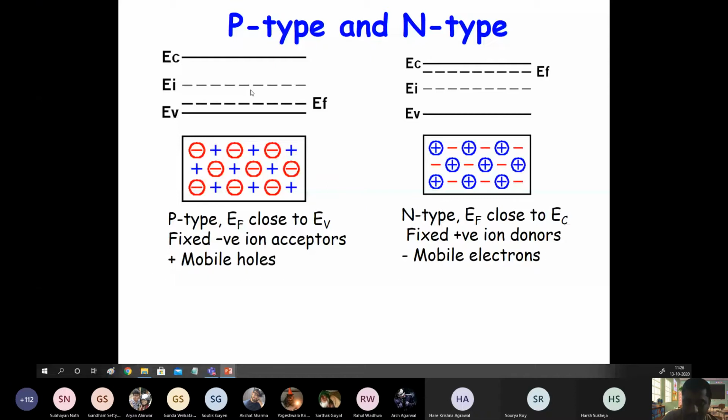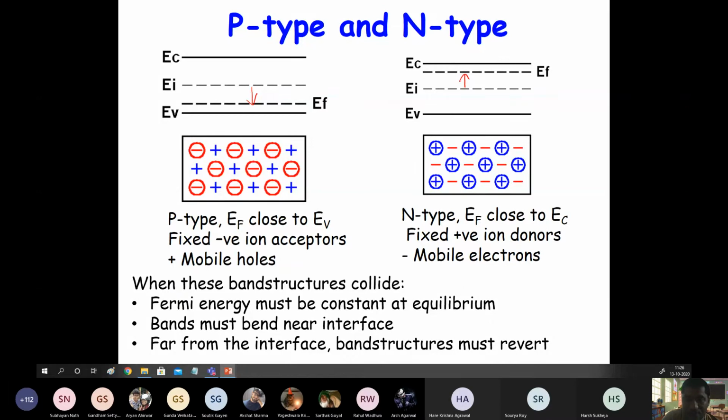When they come together, and if you don't apply any bias, they will be in equilibrium. So in equilibrium, their Fermi levels have to be aligned, right? So their conduction band and valence band will basically follow some kind of this relationship.